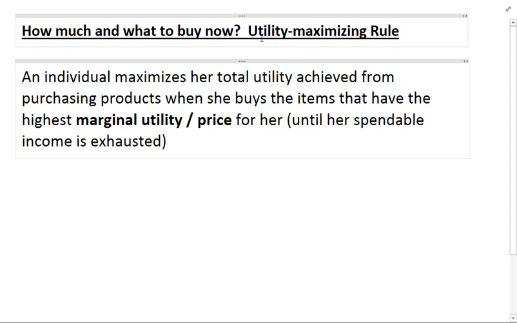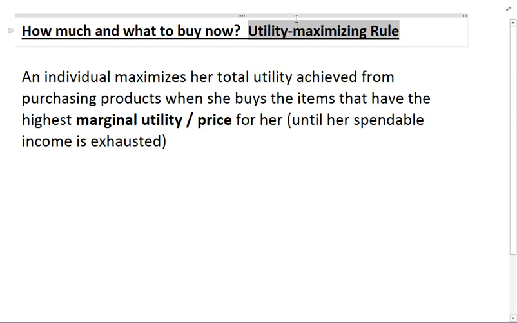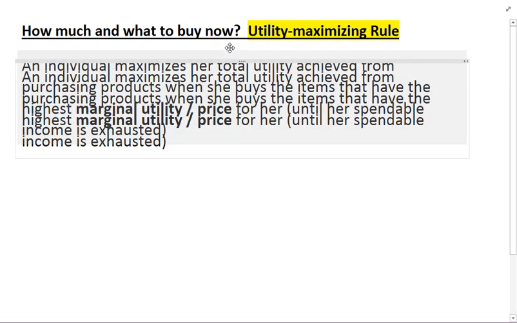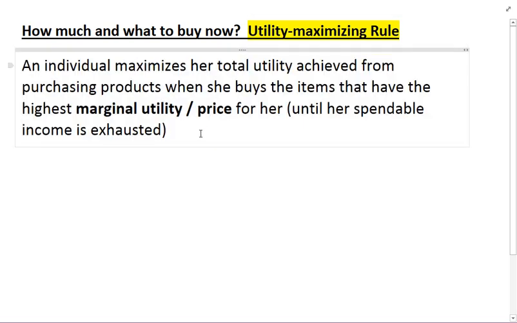So here's this thing called the utility maximizing rule. This is a very famous rule in economics. A person maximizes her total utility achieved from purchasing products when she buys items that have the highest marginal utility over price for her. And you keep doing that until you have no more income to spend.